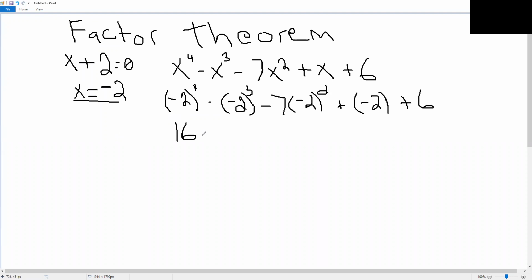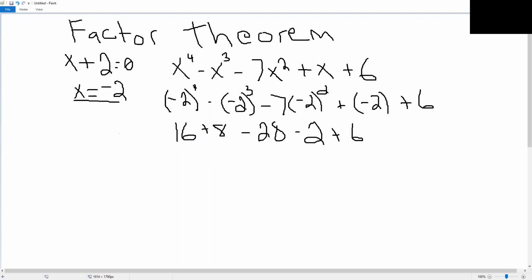The next one will be -2 times -2 times -2, which is -8. But you got this negative here, so it's +8. This one turns out to be -28: -7 times -2 times -2. Plus -2, which is actually just -2, and +6.